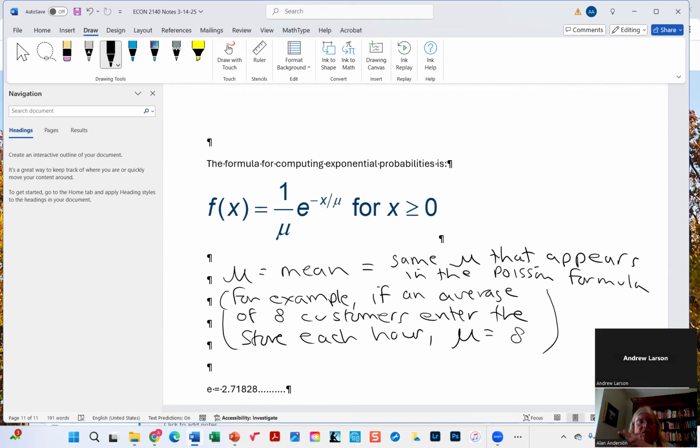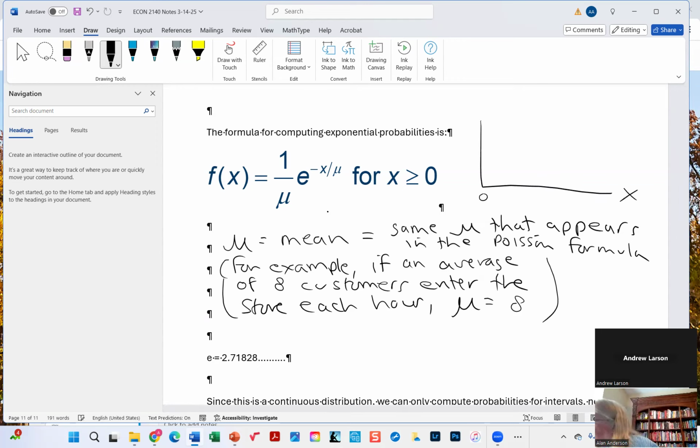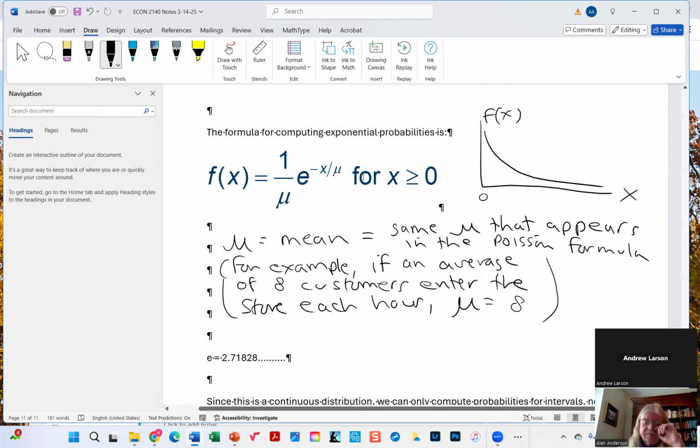Okay. And then, of course, here's our old friend e, which we've seen before in the Poisson distribution, and it's a constant that's approximately equal to 2.7828. Now, one way in which this one is different than the others is that it's only defined for positive values of x, or I should say non-negative. That wasn't true for any of the other ones that we've seen so far. But this one starts at 0, and it looks something like that.